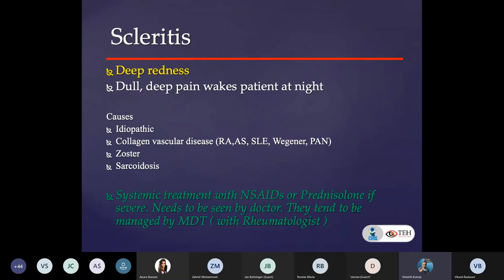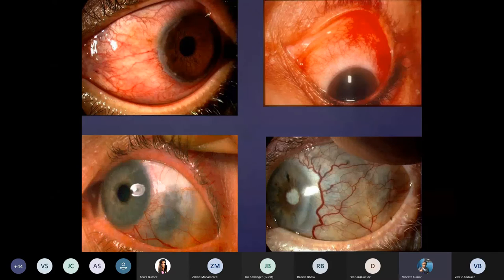It needs to be seen by a doctor, and usually we tend to manage it by a multidisciplinary team, particularly with rheumatologists, because they tend to give these patients oral steroids or steroid-sparing agents like methotrexate, which might be suitable. Particularly in one of our cases, the patient could not tolerate steroids and had to be given methotrexate.